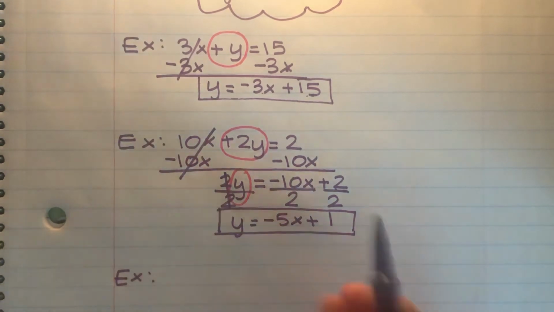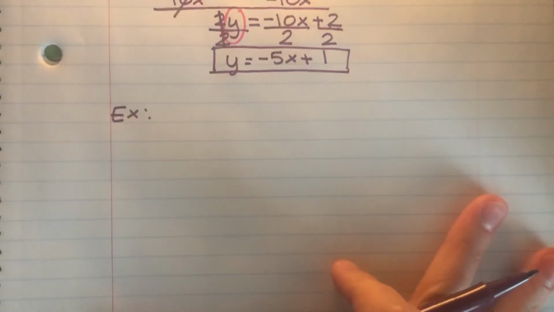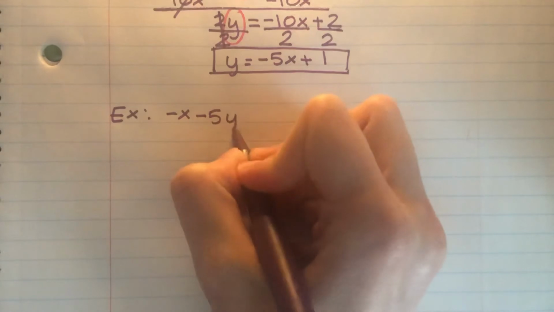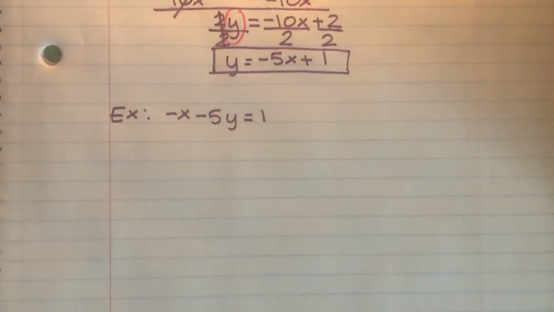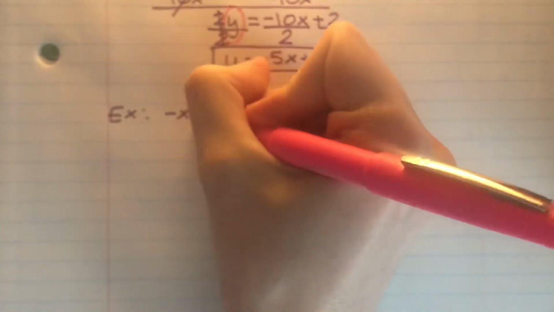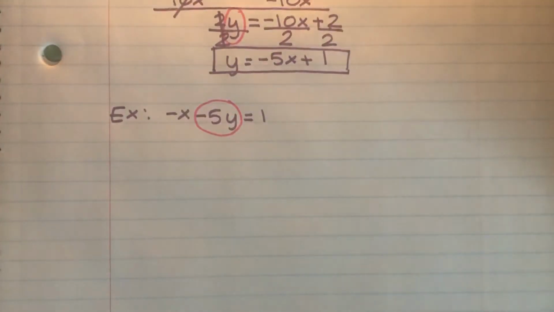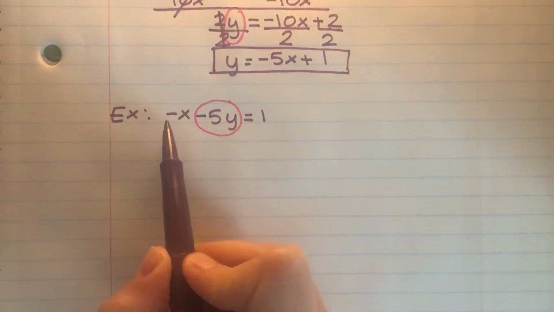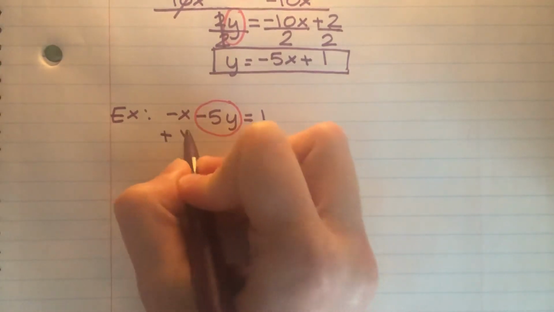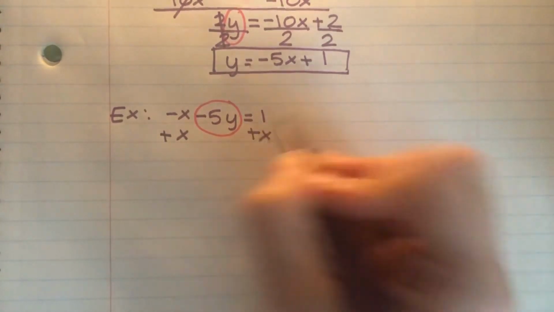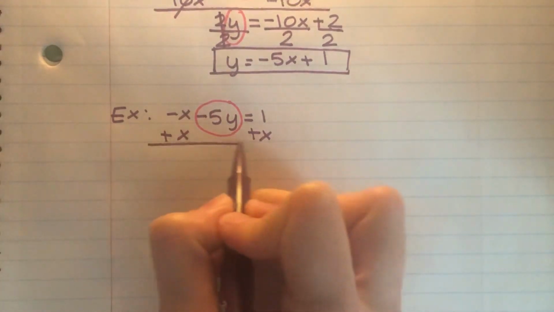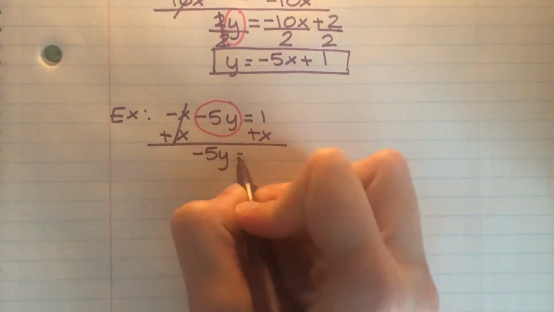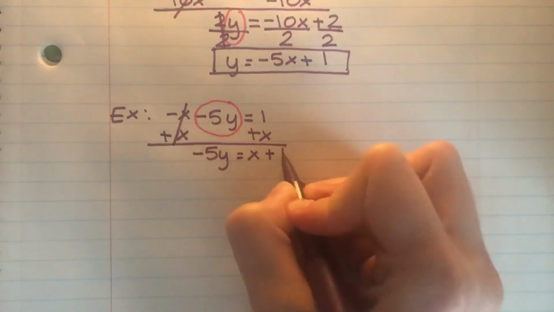And we have one more example here. Negative x minus 5y equals 1. So again, we want to isolate our y term and start by getting that all by itself. So I want to get rid of this negative x. Since x is a negative, we want to do the opposite. So we're going to add x this time to both sides. Remember, everything you do to one side of the equation, you have to do to the other side. My x's cancel out, and I'm left with negative 5y equals x plus 1.